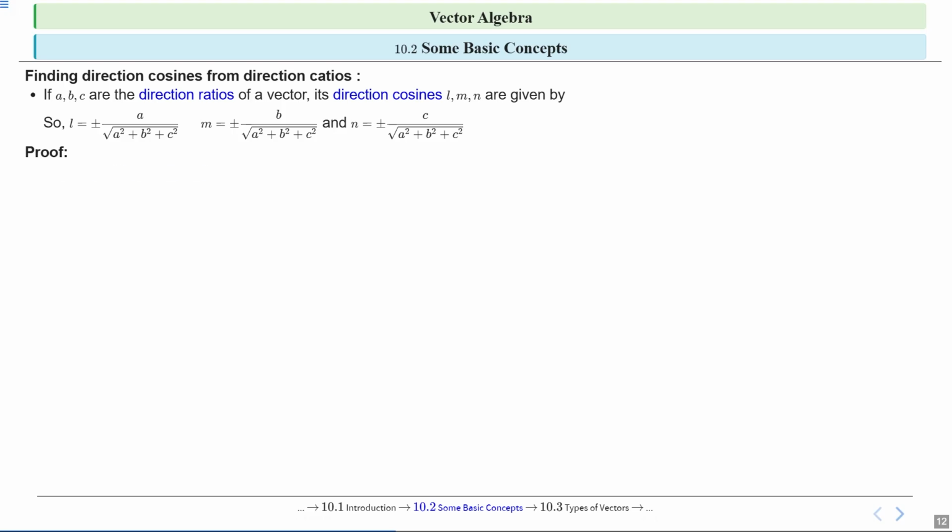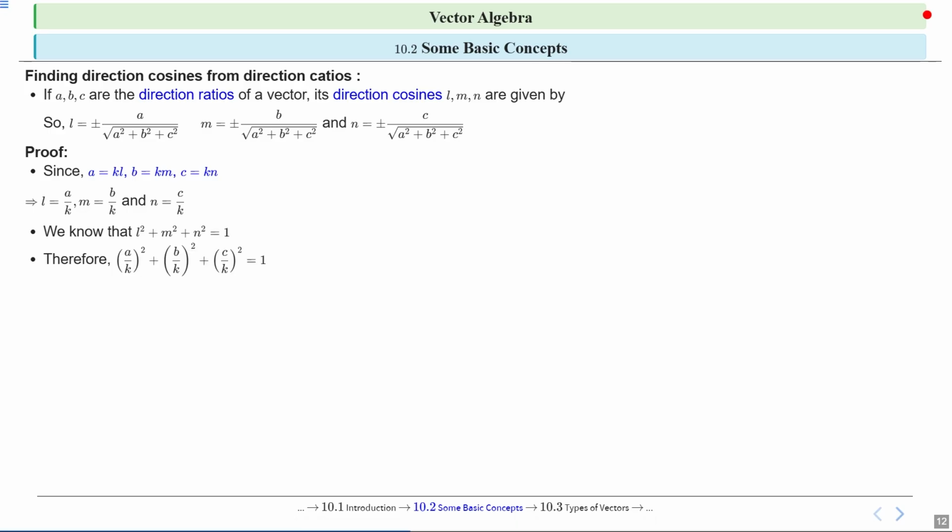Let's prove this. Since a is equal to kl, b is equal to km, and c is equal to kn, so l is equal to a upon k, m is equal to b upon k, and n is equal to c upon k. We know that l square plus m square plus n square is equal to 1. So we can say that (a upon k) square plus (b upon k) square plus (c upon k) square will be equal to 1. So k will be equal to plus minus root over a square plus b square plus c square.